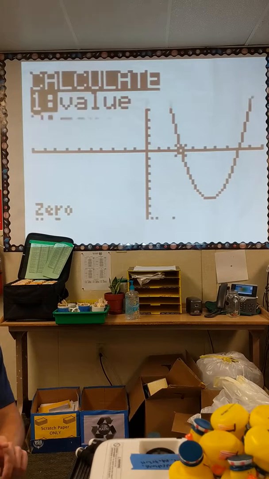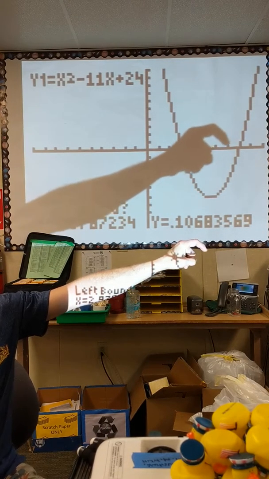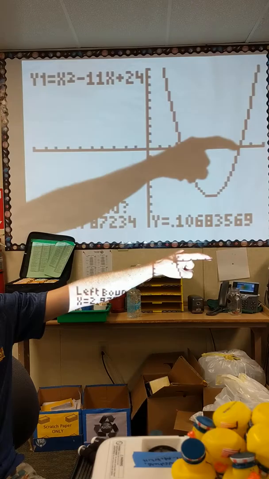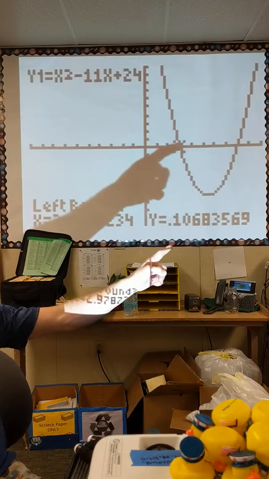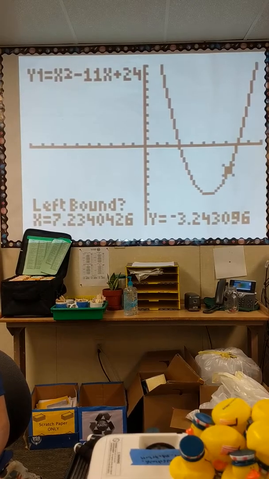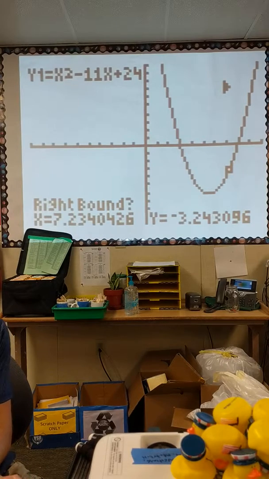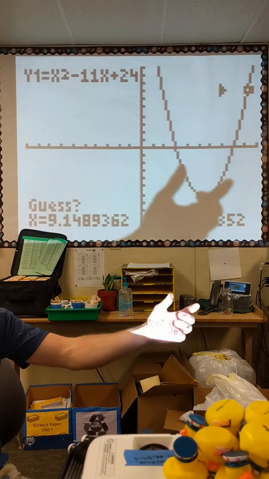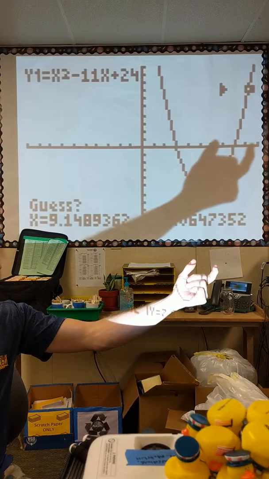So we press second, trace again, and we choose number 2. Now I'm going to try to tell the calculator to find this x-intercept, because I already found this one at 3, 0. So it's going to ask me how far left to look. I don't want it to look all the way over here, because it might get confused. So I'm going to tell it to look no farther left than here. Don't look any more left than my hand. And now it's asking me how far right to look. So I'm going to tell it to not look any farther right than here. So right now it's going to look in between my fingers. No more left than my thumb, no more right than my index finger.